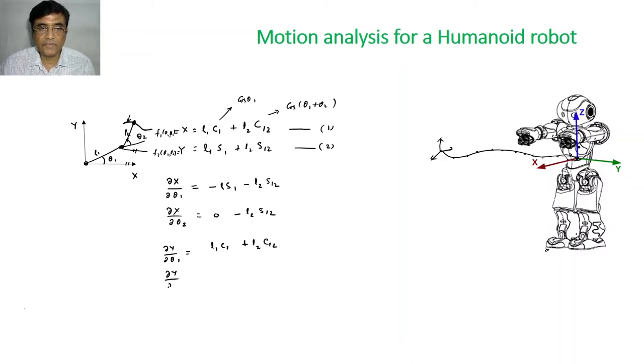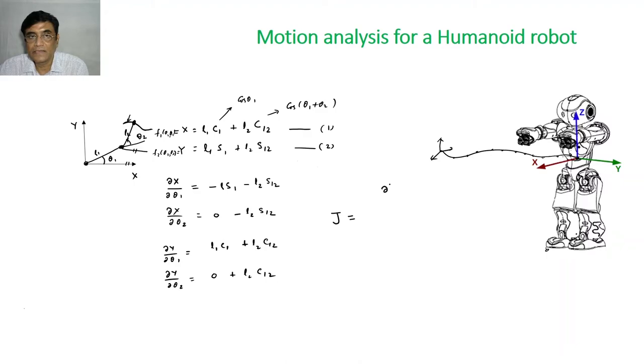Then if I partially differentiate with respect to theta 2, it will be 0 plus L2 cos(theta 1 plus theta 2). Now I want to know how incremental changes in theta 1 and theta 2 create incremental changes in the functional value, that is x, y. So that is known as the Jacobian, the manipulator Jacobian.